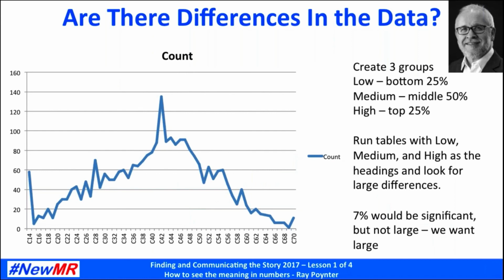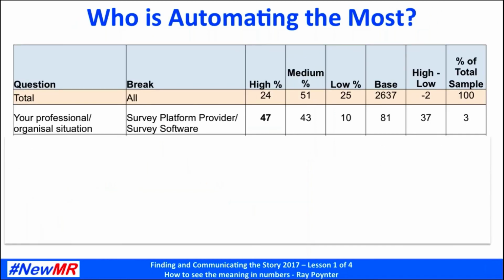So what I'm going to do now is create 3 groups of people. Low, the bottom 25%. Medium, the middle 50%. High, the top 25%. So the high are people who are doing a lot of automation. Low are people who are doing hardly any automation. And the medium is everybody else. And I want a nice big group in the middle because I can see it's a spike distribution. So 50% takes that out. We're going to run the tables with low, medium, high as the headings and look for large differences. As I said before, 7% would be significant, but it wouldn't be large. We want large. So here's what I found, or part of what I found.